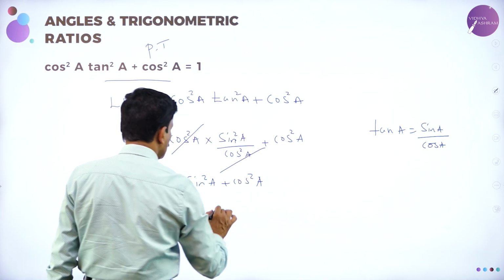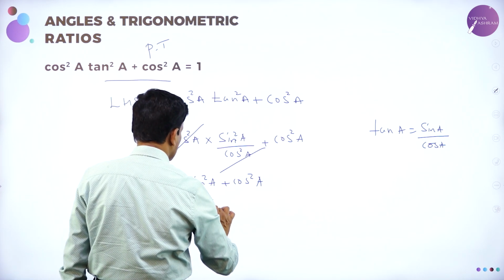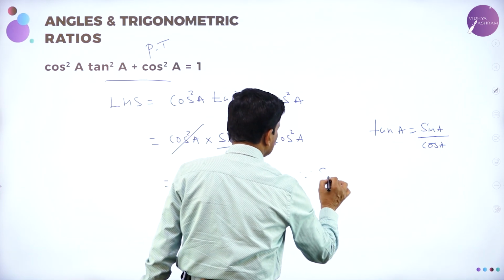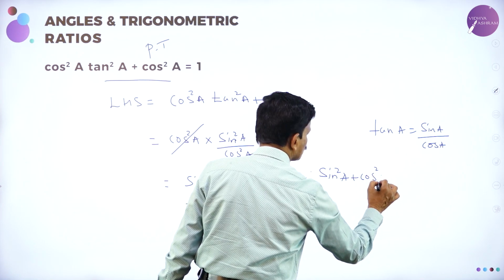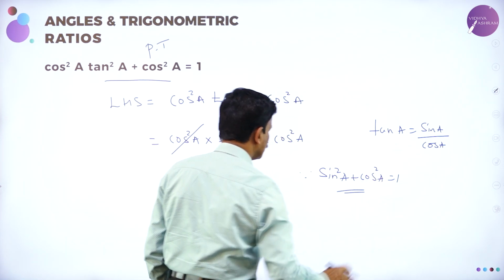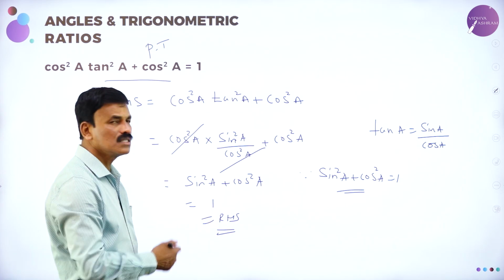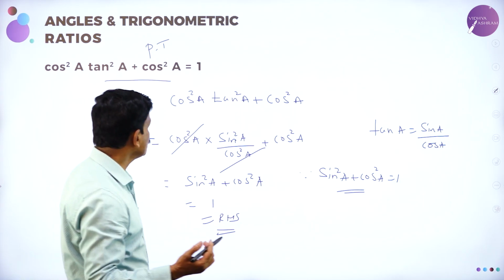You know the identity. What is sin square theta plus cos square theta? 1. Sin square A plus cos square A is equal to 1, which is the required answer. So sin square plus cos square is 1. The answer is 1, which is the required RHS. Right. Now move on to the next problem.